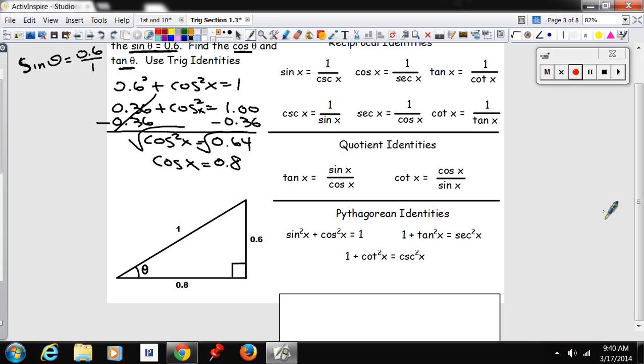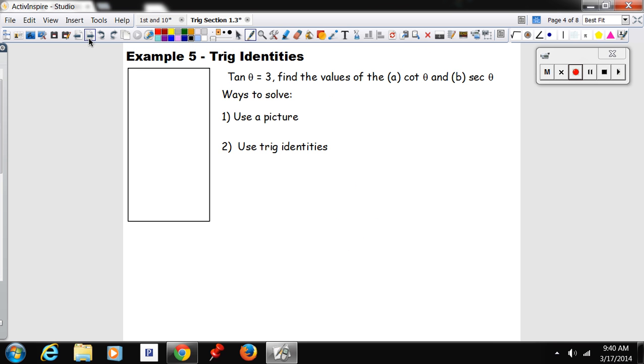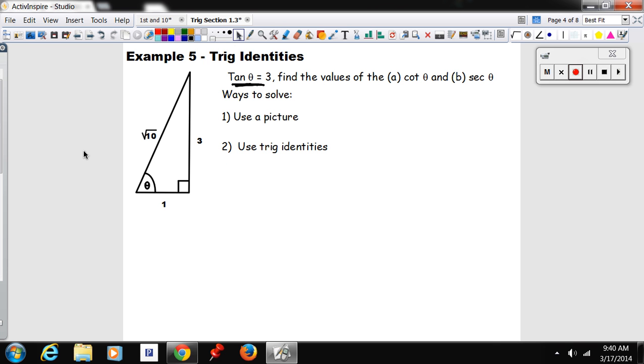All right. Now the rest of them, they go pretty quick here. Last trig identity, and then we've got a couple of calculator ones and a few easy ones at the end. Okay, two ways to solve it. We could use a picture, we could use trig identity. Okay, it says tangent equals 3. So let's look at the picture first. There's your picture. Yes.